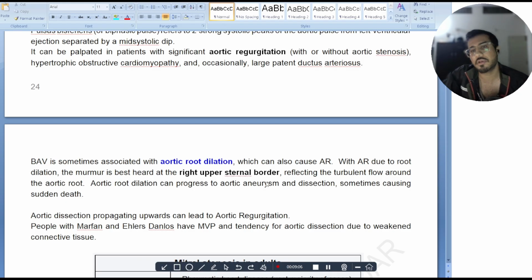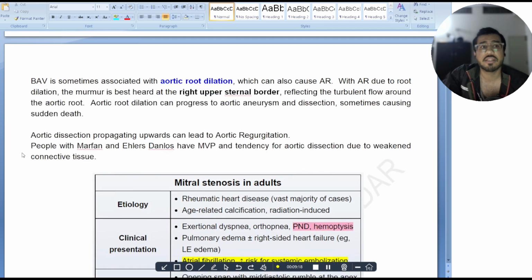And right upper sternal border, yeah, it moves from the A and P area, which is on the left side, to the right side, reflecting the turbulent blood flow across the aortic root. Aortic root dilatation can progress to aortic aneurysms and dissection, sometimes causing sudden death. That's why people with Marfan and Ehlers-Danlos, you do an echocardiography just to make sure and keep in check the aortic root dilatation, because that is the major cause of morbidity in such patients.